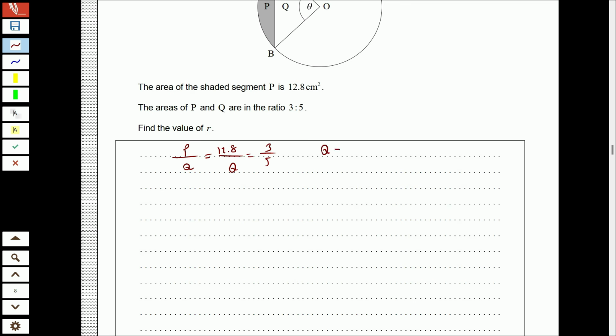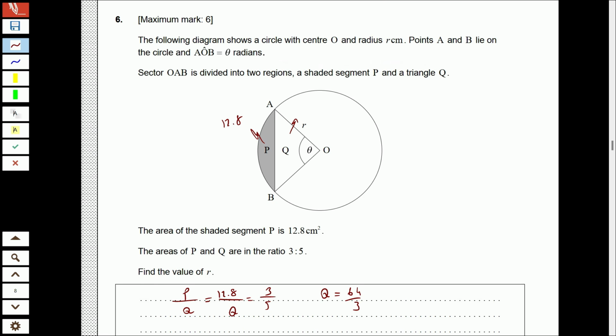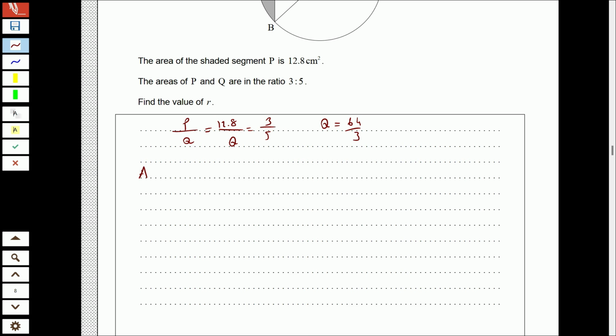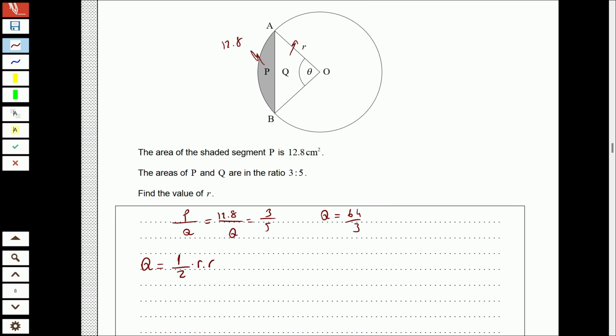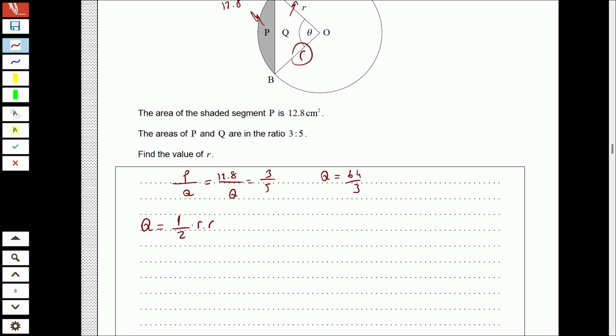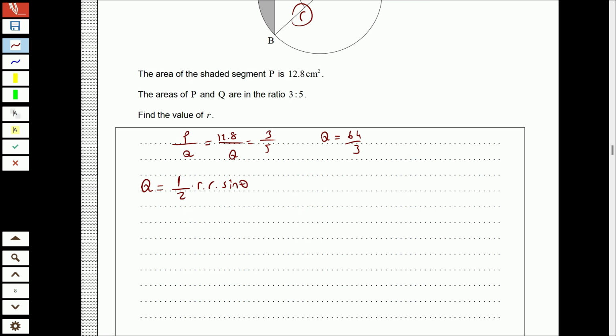From here, you can say theta equals 64 over 3. And how we can use, for example, Q, the area of Q, which is a triangle. So if we write our Q, it is 1 over 2 times R, which is the side of this triangle and at the same time the radius of the circle, times sine theta, right? So it will give us the area of this triangle, which is 64 over 3.